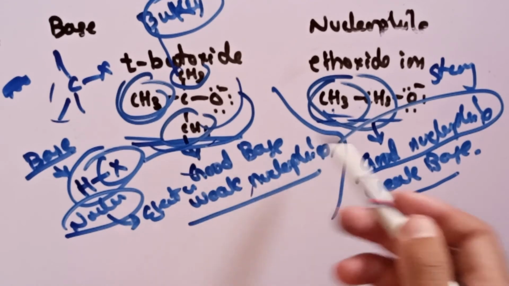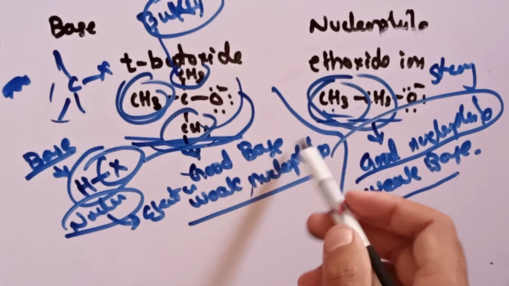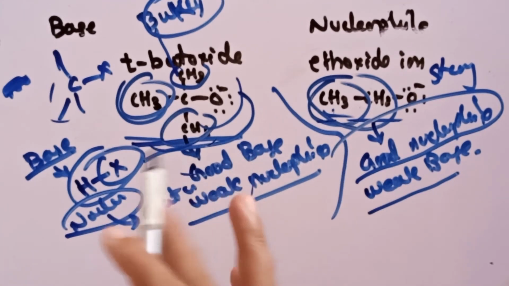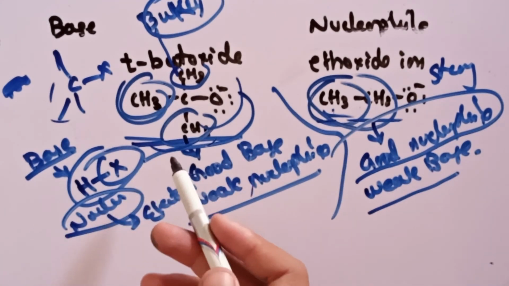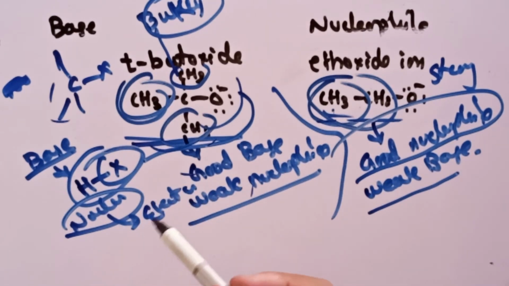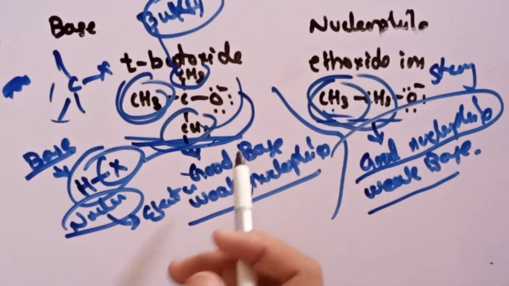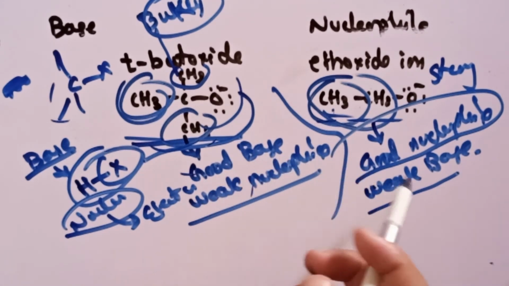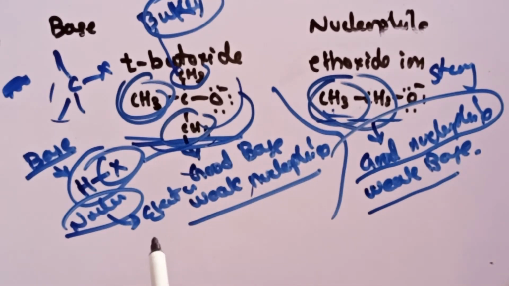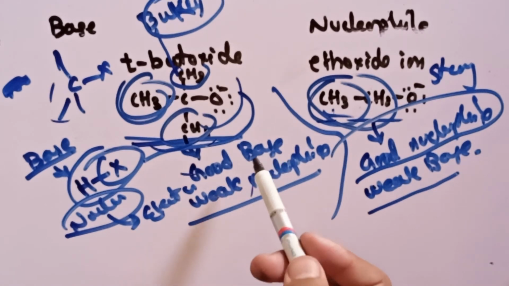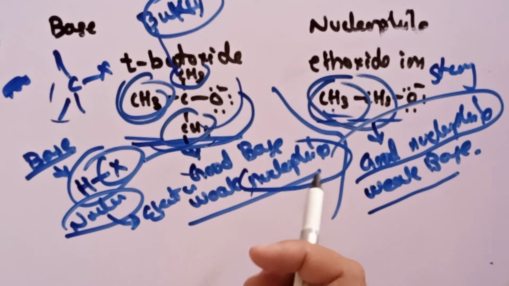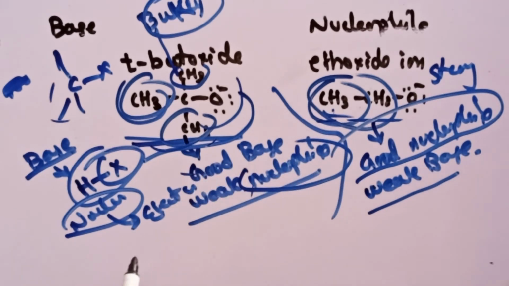Because here we see that there are some cases like tertiary butoxide and ethoxide where these two things are different. One will act as a strong base, but at the same time it will act as a weak nucleophile. And similarly, when they act as a weak base, they act as a strong nucleophile. So these two things are not similar, but in most cases, a strong nucleophile will act as a strong base, but not in all cases.